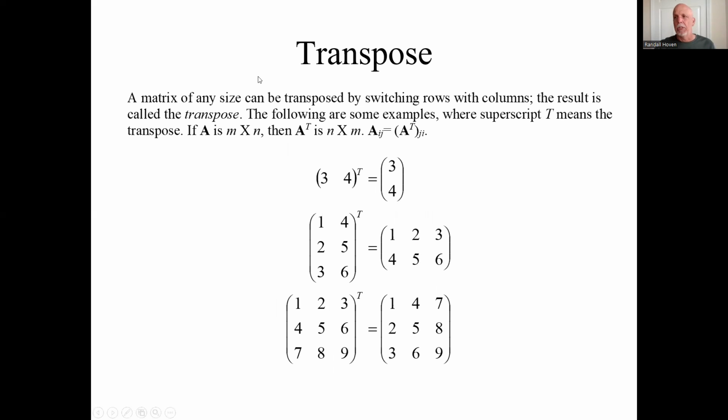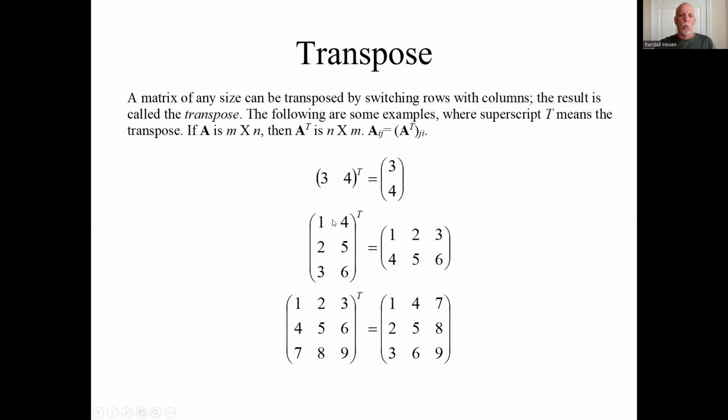The transpose of a matrix, you just switch its rows and columns. Its notation is this script T. That means the transpose of A. So if A is M by N, its transpose will be N by M. And each element, you just switch; easier to see it than describe it. So this one's transpose, you just turn it from a row matrix into a column matrix.